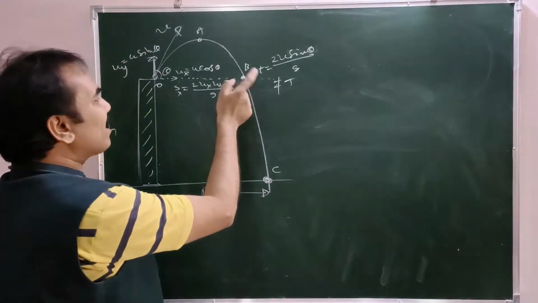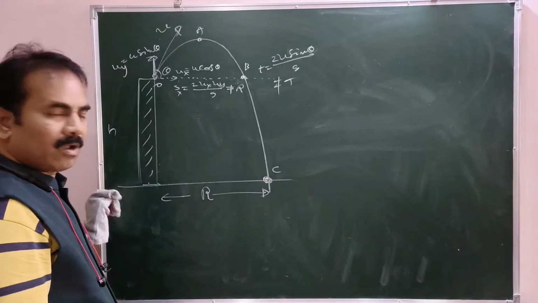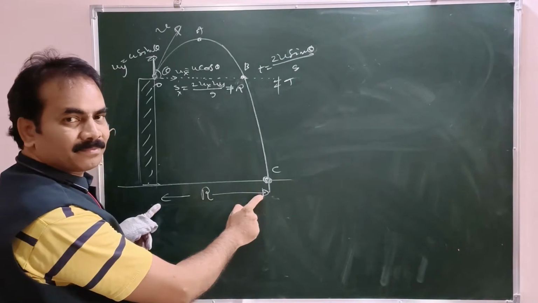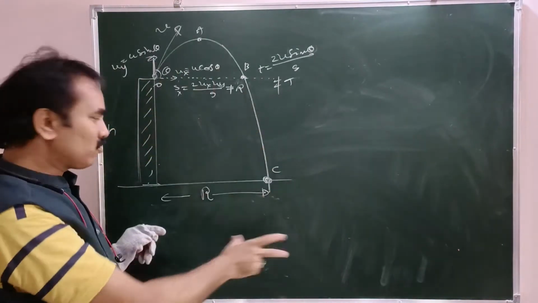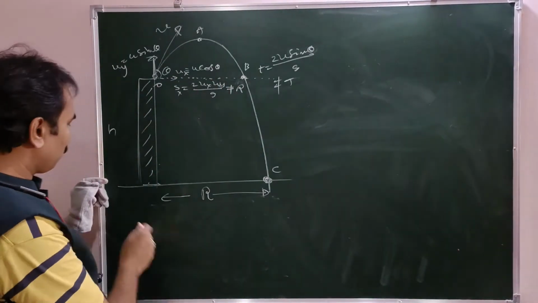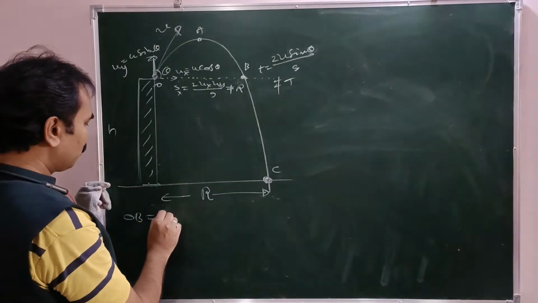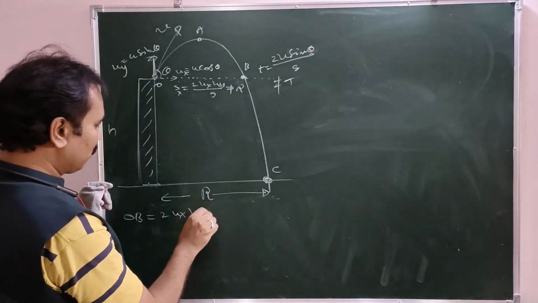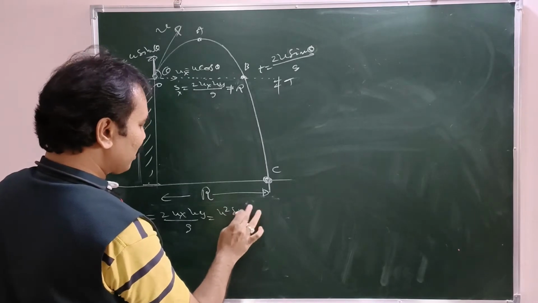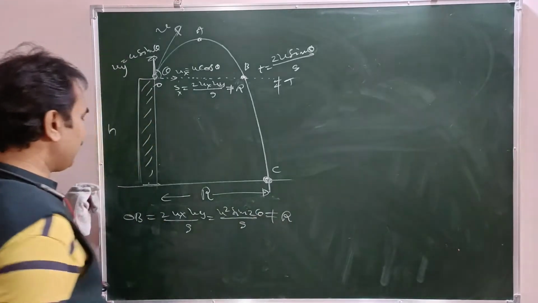So here the body continues to move beyond the level of projection until it strikes the ground. Now this is the total horizontal distance, or total horizontal displacement, covered by the body in the entire flight. So this must be the range. This is not equal to range. So OB equal to 2uxuy by g, that is u square sin 2 theta by g, but not equal to range.